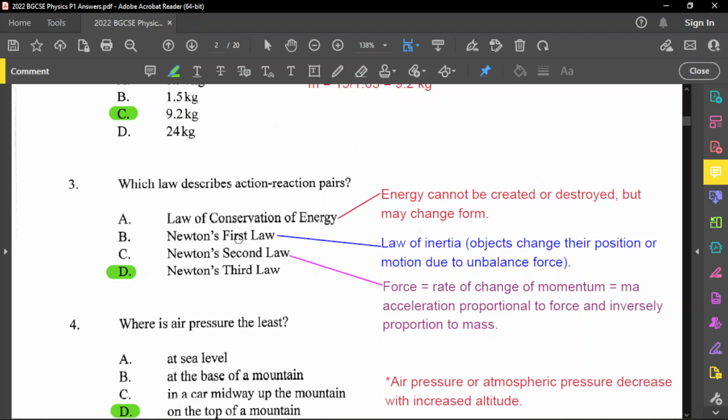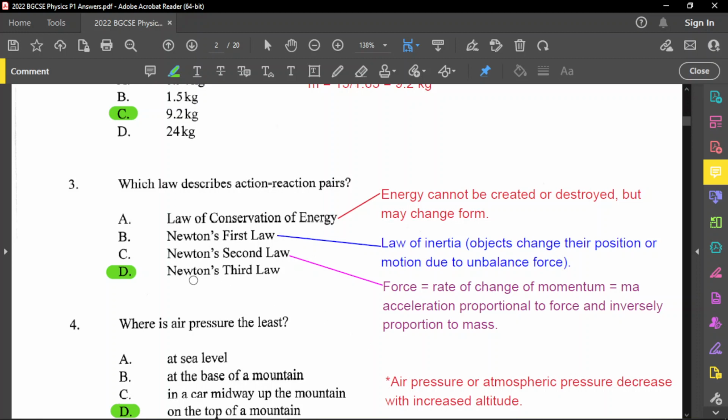The law states that if an object is at rest, it will stay at rest. But if it's moving, it will continue to move in a straight line with a uniform speed unless it is acted upon by an unbalanced force. And Newton's second law states that the rate of change of momentum is equal to the force, which means that acceleration is proportional to the force and inversely proportional to the mass.